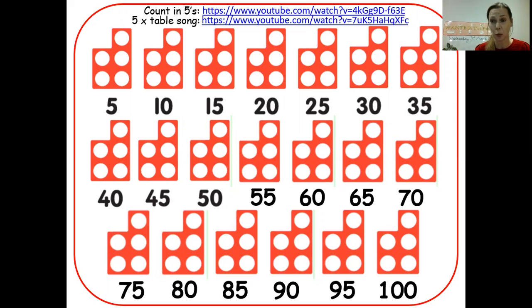Or if you think you're secure with that now, you know your 5 times table in the order, you can go into Times Table Rockstars and practice your times tables on there. So when you've done that, come back and we'll carry on with the lesson.